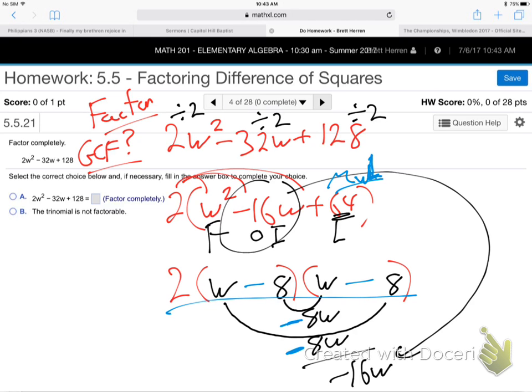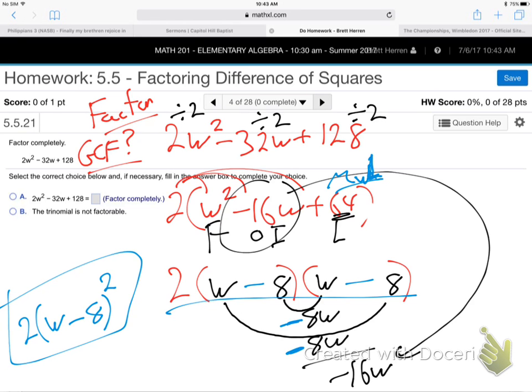Only thing is we have identical twins, right? You notice we have the exact same thing twice. What do you do when you have exactly the same thing twice? You put a 2 power on it, huh? So there's how they want the answer. 2 times W minus 8 squared. There we go. That's not really any different than what we did yesterday. The only difference is we ended up with twins at the end.